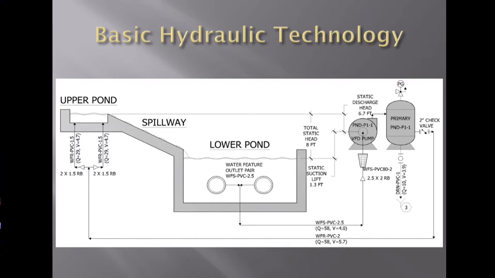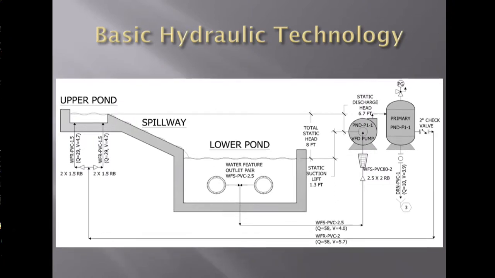Starting with the lower pond, that might be the lower basin of a multi-tiered water feature or something like that. In there, we've got a pair of suction outlets. I'm going to talk about some safety issues related to that very shortly. We've got some pipes that bring the water over to the pump, and the pump pushes the water through the filter and recirculates it back up to the upper pond. And this just has a really basic spillway.